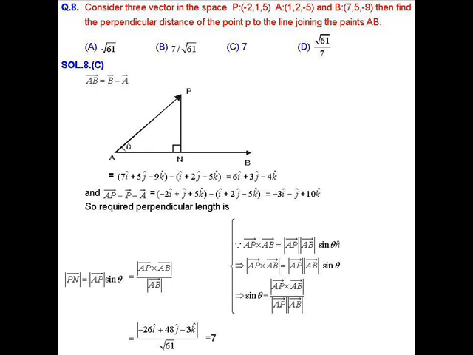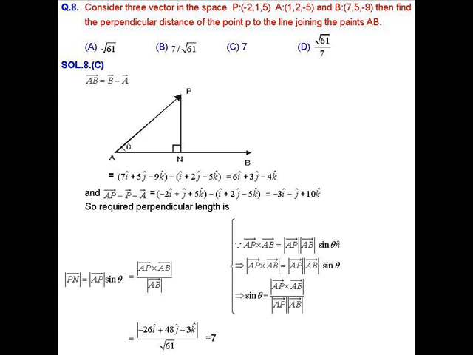Solution of question number 8. Here we have P, A and B as 3 points in space, and we have to find the perpendicular distance of the point P to the line joining the points A and B. Now we will find the vector AB firstly.